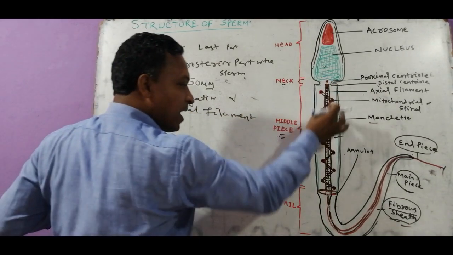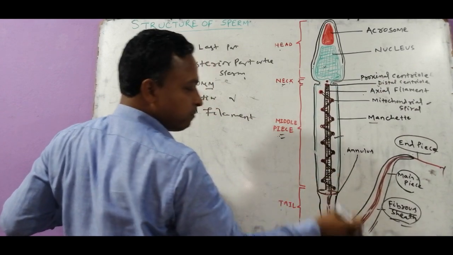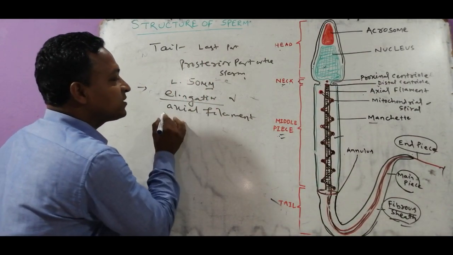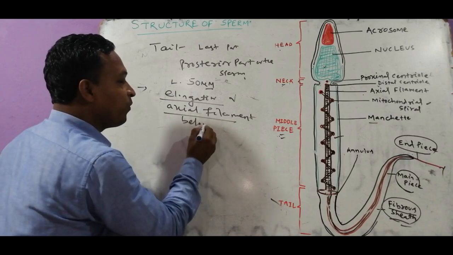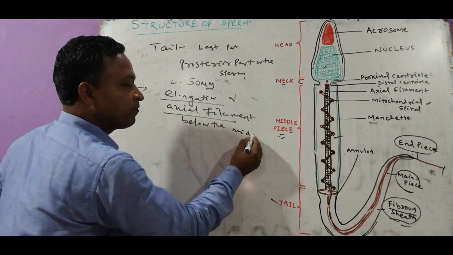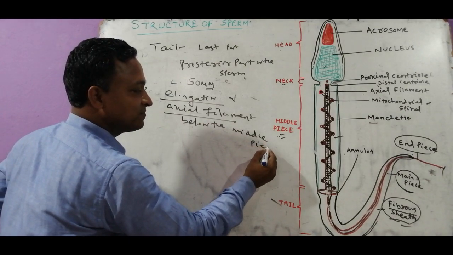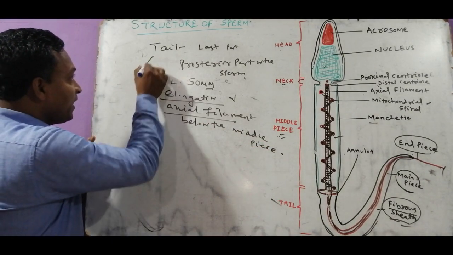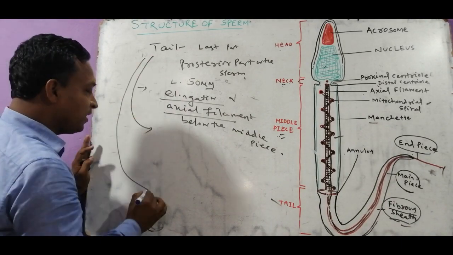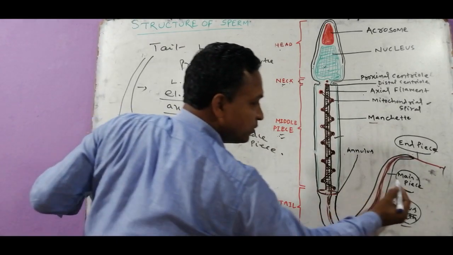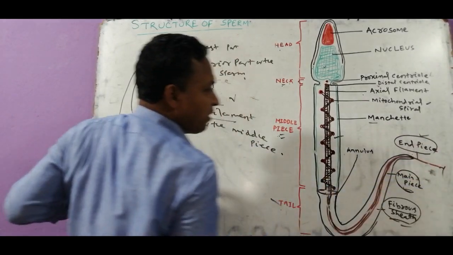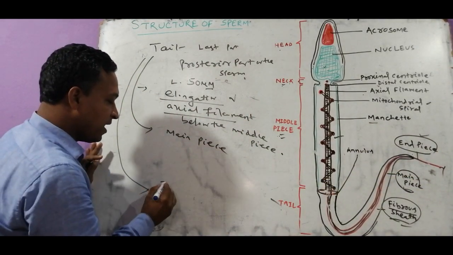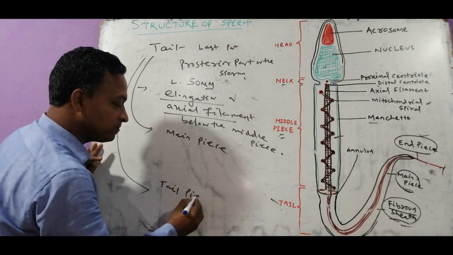The axial filament elongates below the middle piece and forms the tail. The tail is divided into two parts: one is called the main piece, and the second one is called the end piece.